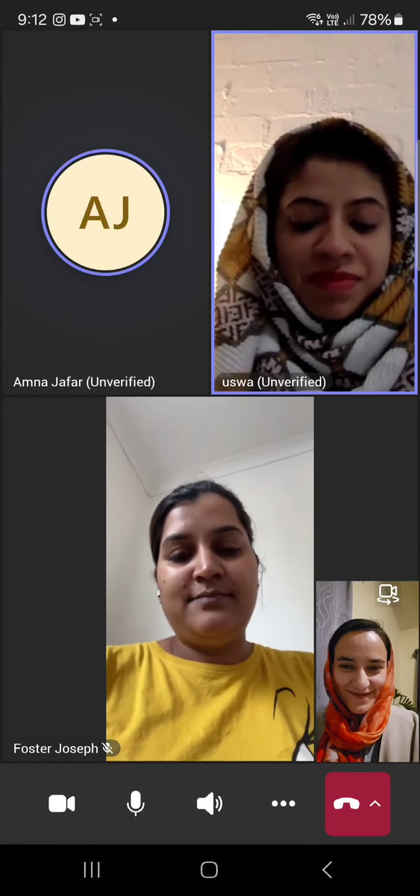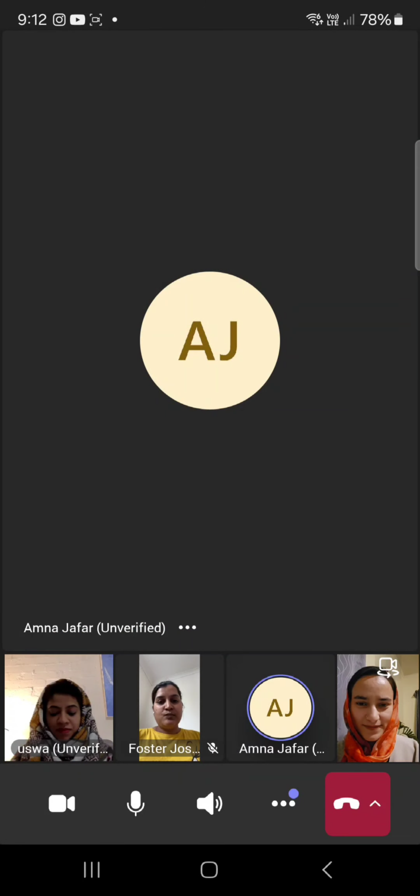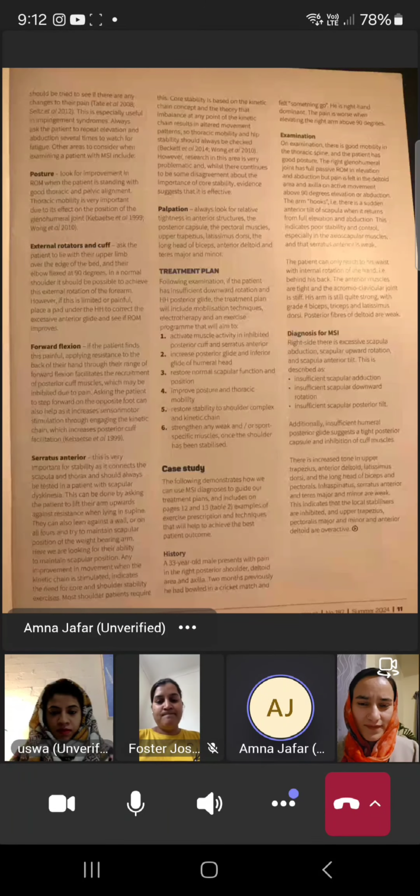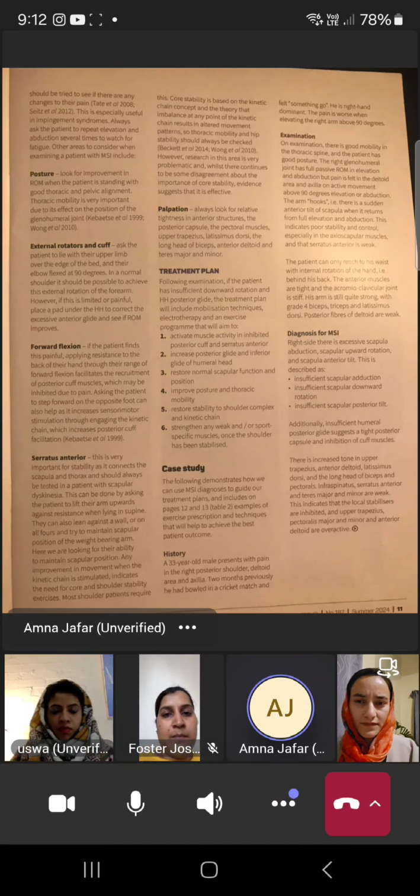So the examination, they say that obviously you have to check the posture, external rotators and cuff, forward flexion, serratus anterior, and do the palpation. With the posture, look for improvement in range of motion when the patient is standing with good thoracic and pelvic alignment. Thoracic mobility is very important due to its effect on the position of the glenohumeral joint. So now we know why we have to look at the posture.